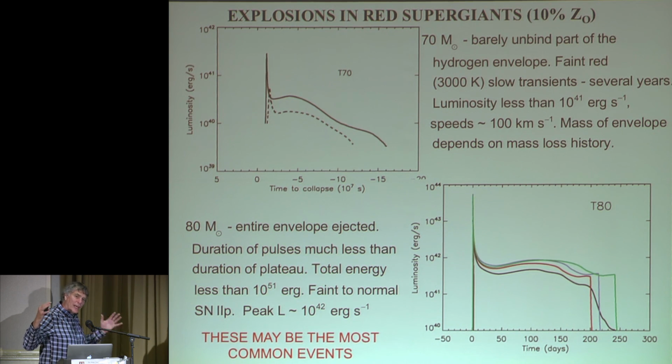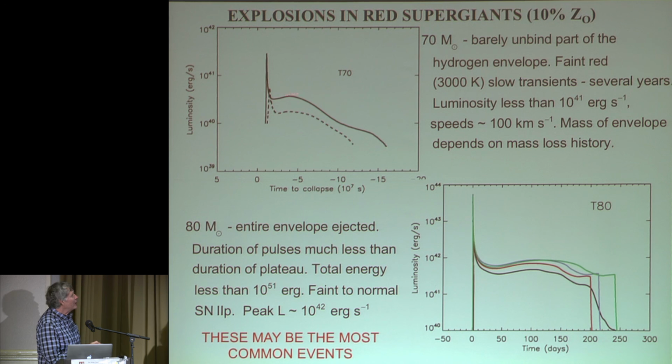Now, the mass of the hydrogen envelope is going to vary with the mass loss rate that you take, which is going to vary with the metallicity that you take. It's not going to affect what goes on in the core, but it's going to affect the light curve a lot, whether you've got 5 solar masses of hydrogen or 80 solar masses of hydrogen that you're expelling.